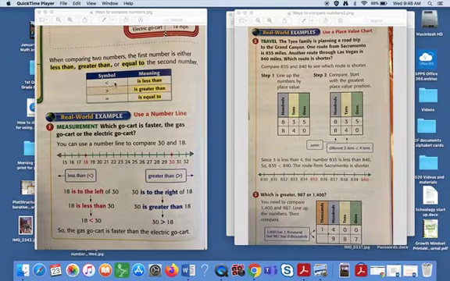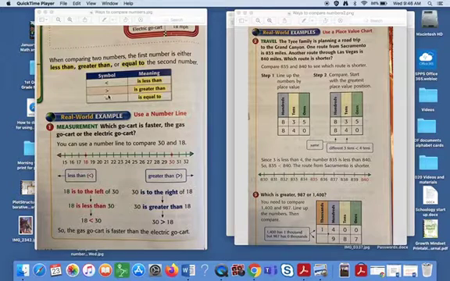So when you see this symbol right here, in kindergarten we always talk about it as the alligator's mouth. We read it as is less than. The reason why is because when you read from left to right, you can see that the tiny part, not the big open mouth, the tiny part is pointing at the left. So you're going to read it as is less than.